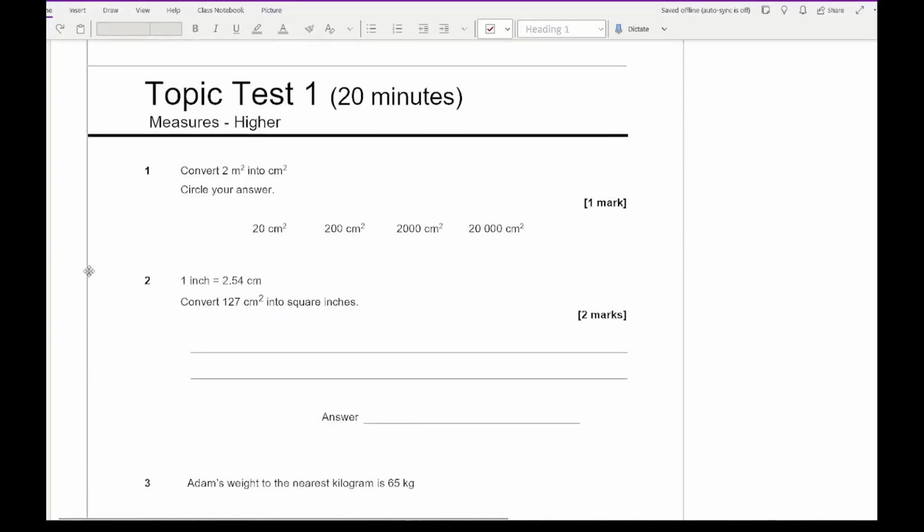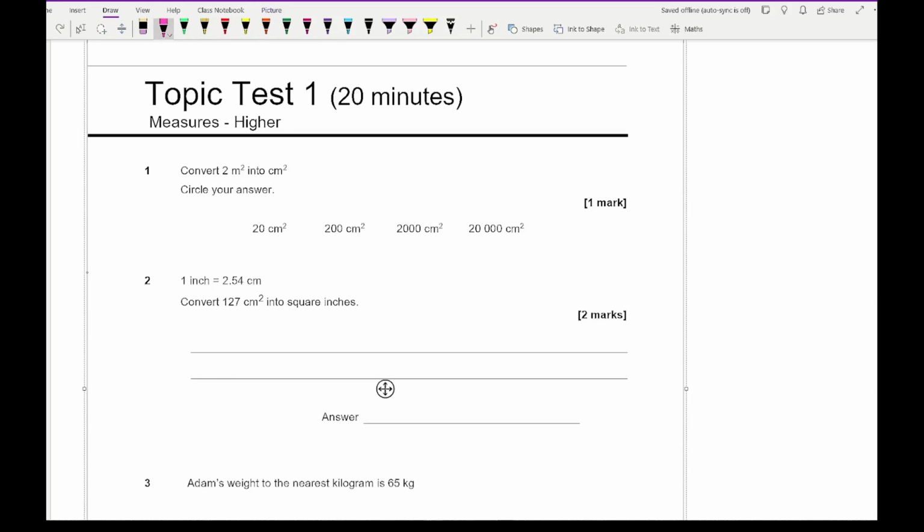So looking at question 1, it's asking us to convert 2 meters squared to square centimeters, and we've got 4 options and we need to circle the correct one. Now for these types of questions, whenever you are wanting to convert units, particularly square units or volume units, I always recommend that you draw a shape that gives you that area or volume.